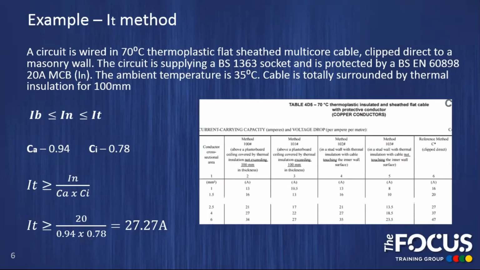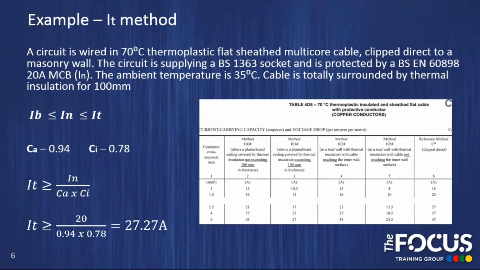So now we're going to use the same scenario, but using the It method. We can see now that our criteria has slightly changed, in that we are looking for an It value which is greater than or equal to our protective device rating, In. Our rating factor values are still the same for Ca and Ci. And now we look at our new formula, which is It, our tabulated current-carrying capacity, has to be greater than or equal to In, our protective device rating, divided by our rating factors times together.